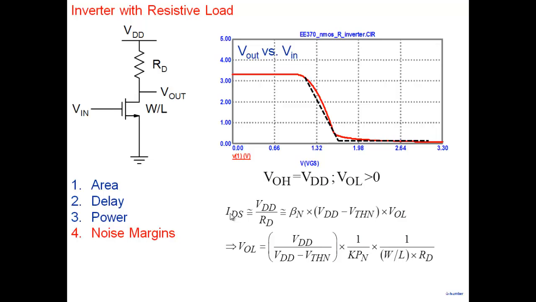And in linear region, what I did was I approximated. So the current that flows here will be (VDD minus V out) by RD. And since V out is very small, we approximated it as VDD by RD, current. So we are doing an approximate calculation. So that's the current that is coming here.